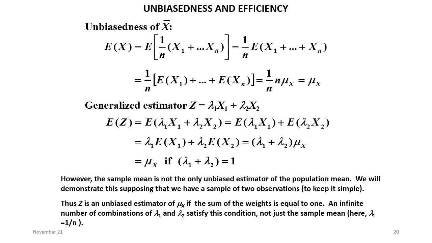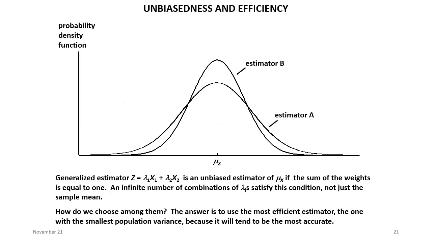Unbiasedness and efficiency: if we want to see this for the sample mean, it can be seen with this formula, that the expected value of X bar is equal to mu of X bar, and it is explained in the equations. For generalized estimators, we have lambda 1 X1 plus lambda 2 X2, and if we apply expectation on it, we get that mu is equal to mu X, if we put lambda 1 plus lambda 2 equal to 1. The unbiasedness and efficiency diagram is over here, with estimator B and estimator A. Estimator B has a larger variance compared to estimator A, so estimator A is the more efficient and unbiased estimator.